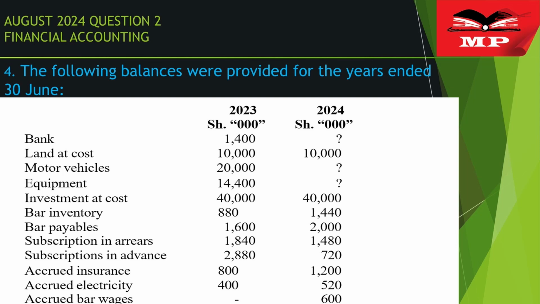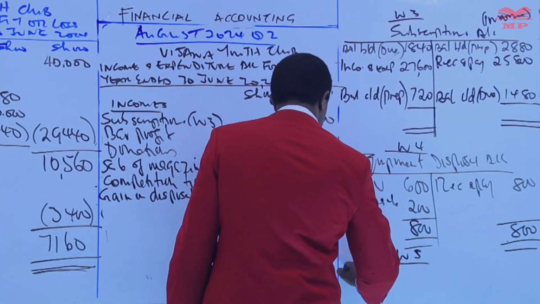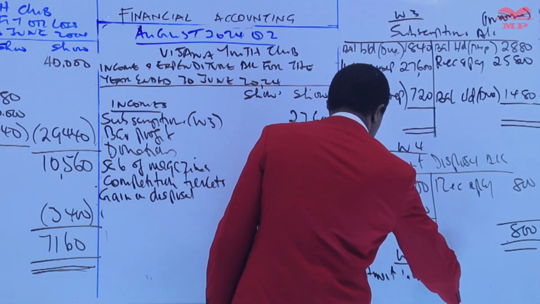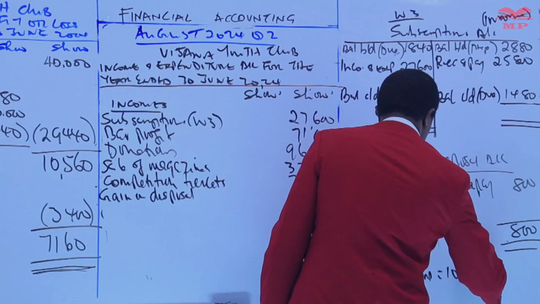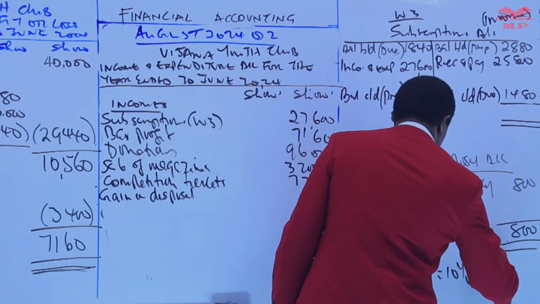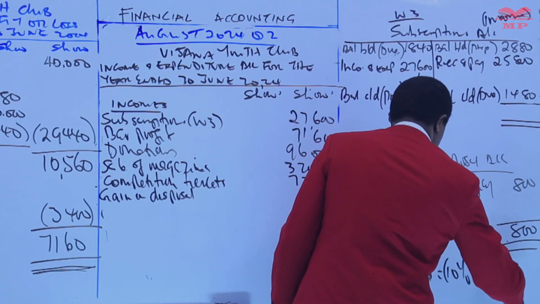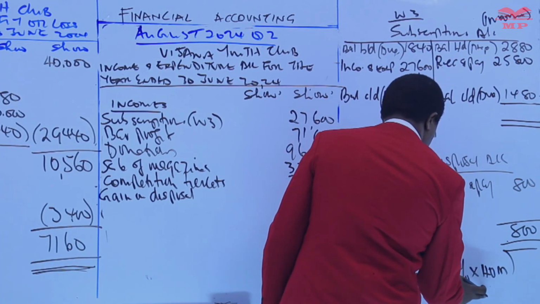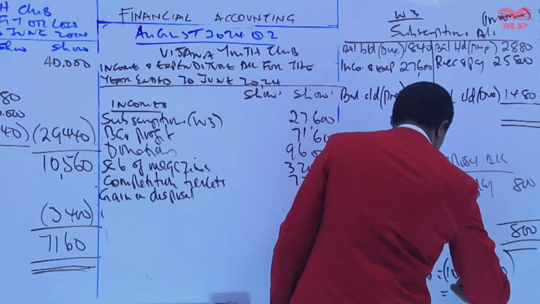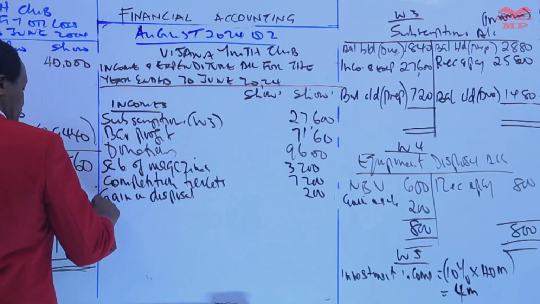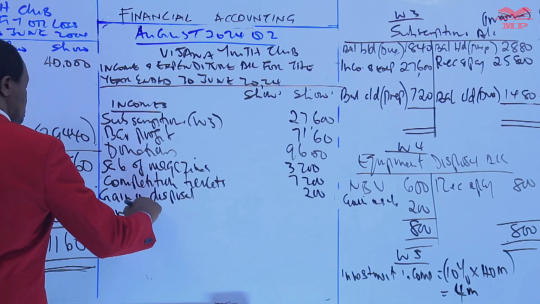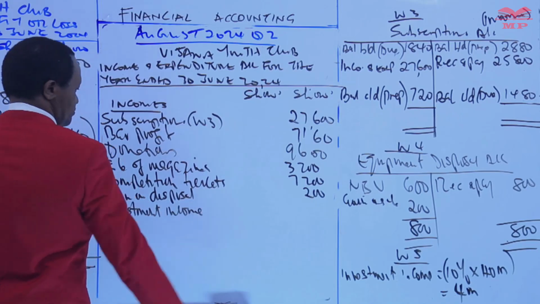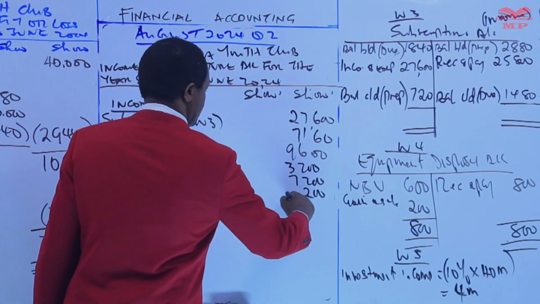Working number 5. Investment income is equal to 10% times 40 million, which is equal to 4 million. Is it 4 million? That is investment income, 4 million.